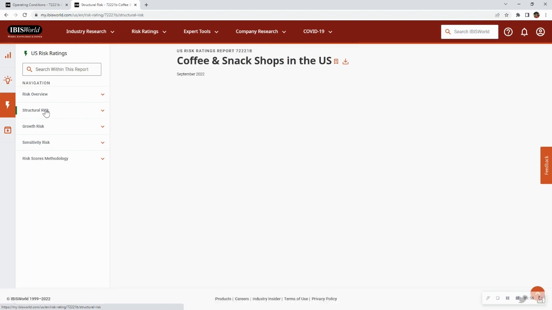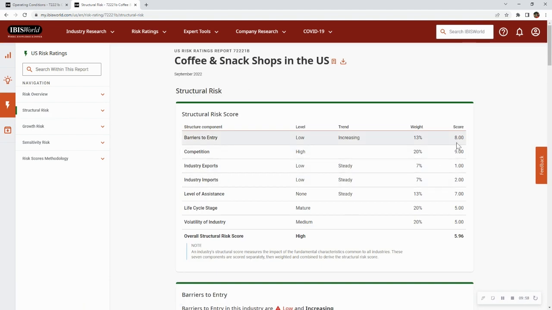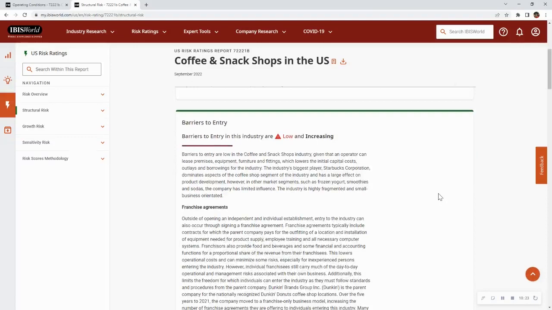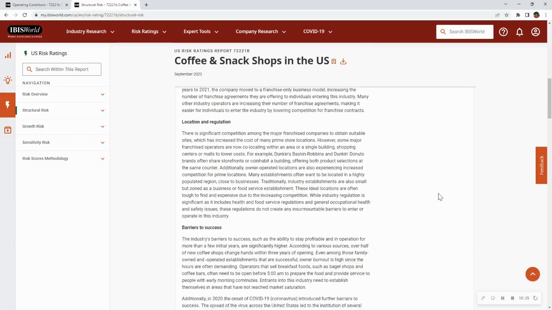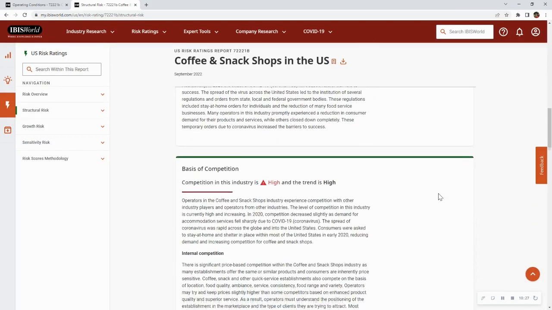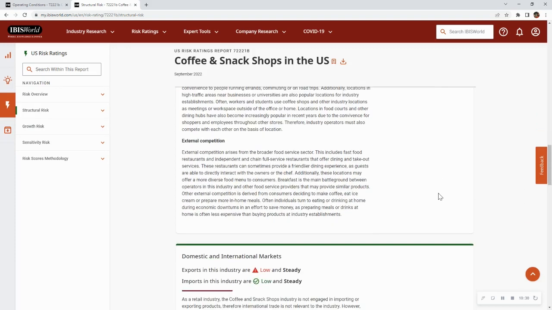If I click on structural risk, I'll be able to explore this further. I actually see barriers to entry, competition, and level of assistance are all measuring higher on our risk scale. I typically suggest anything with a 6 or greater risk score to take a closer look at, ask some questions, explore further, because those are areas that could be influential in a business's environment, that could spell trouble down the line. So always take a look at those higher, more risky components. If you subscribe to the risk ratings module, if you're interested, of course, inquire about that. And I'm just showing you how we have some analysis here as well.